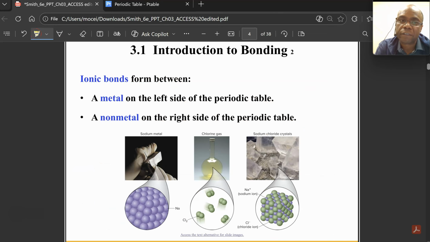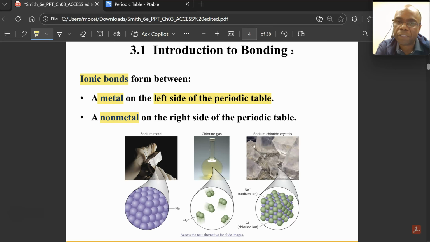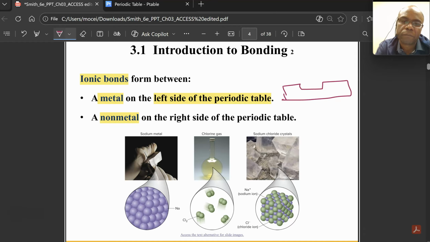Introduction to bonding, part 2. Ionic bonds form, like I said, between a metal and a non-metal. Usually the metals are found on the left side of the periodic table. So remember the structure of the periodic table. With the exception of hydrogen right here, you will have the metals all somewhere here, including the lanthanides and actinides, the two rows that are usually down below the periodic table.